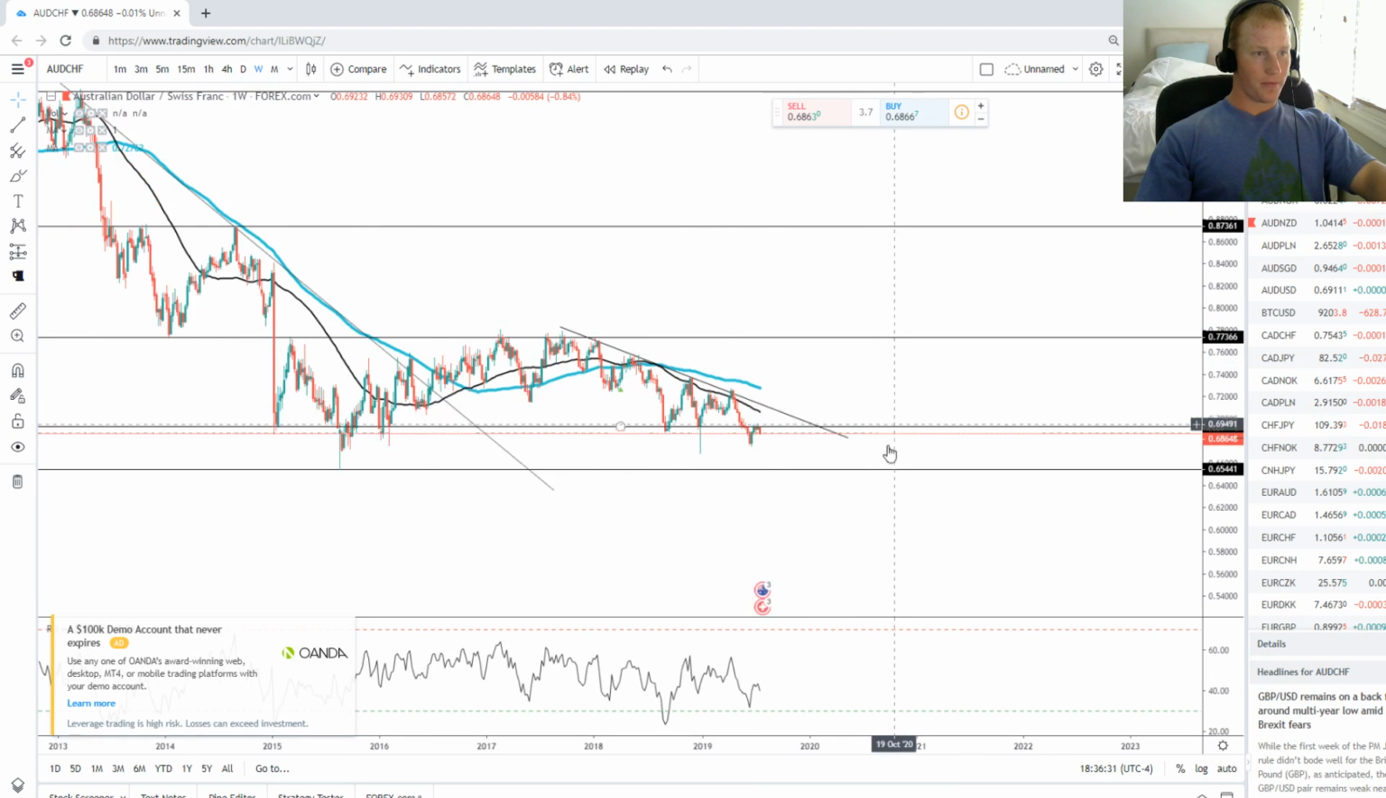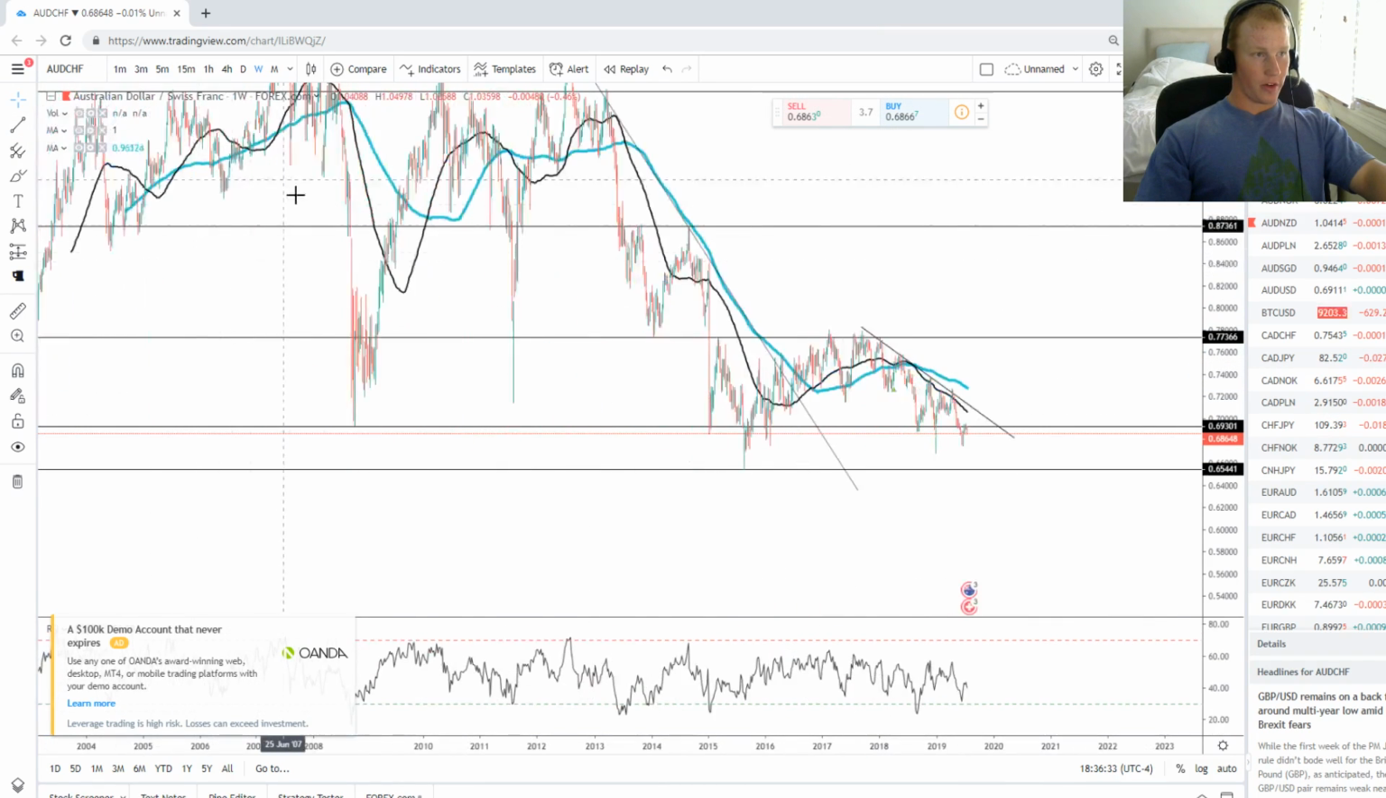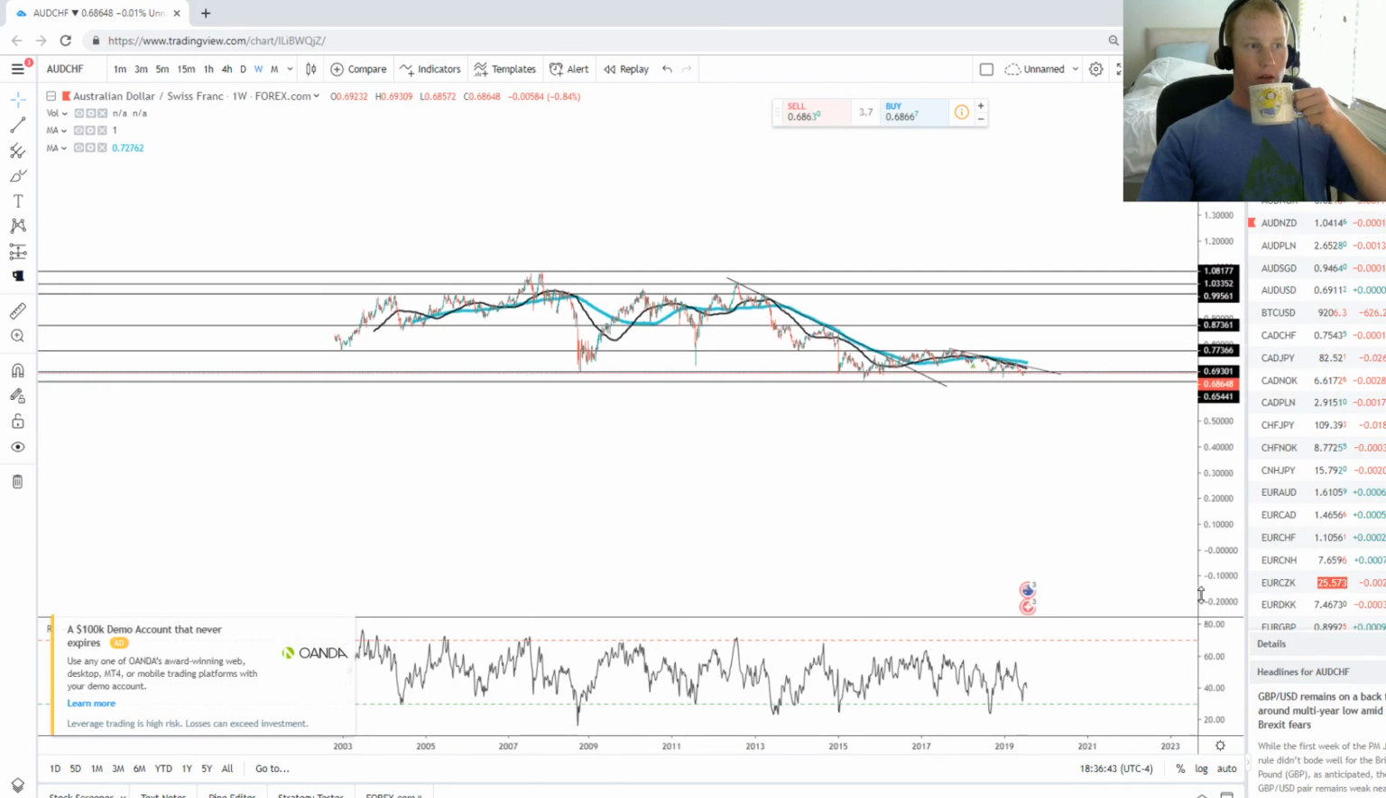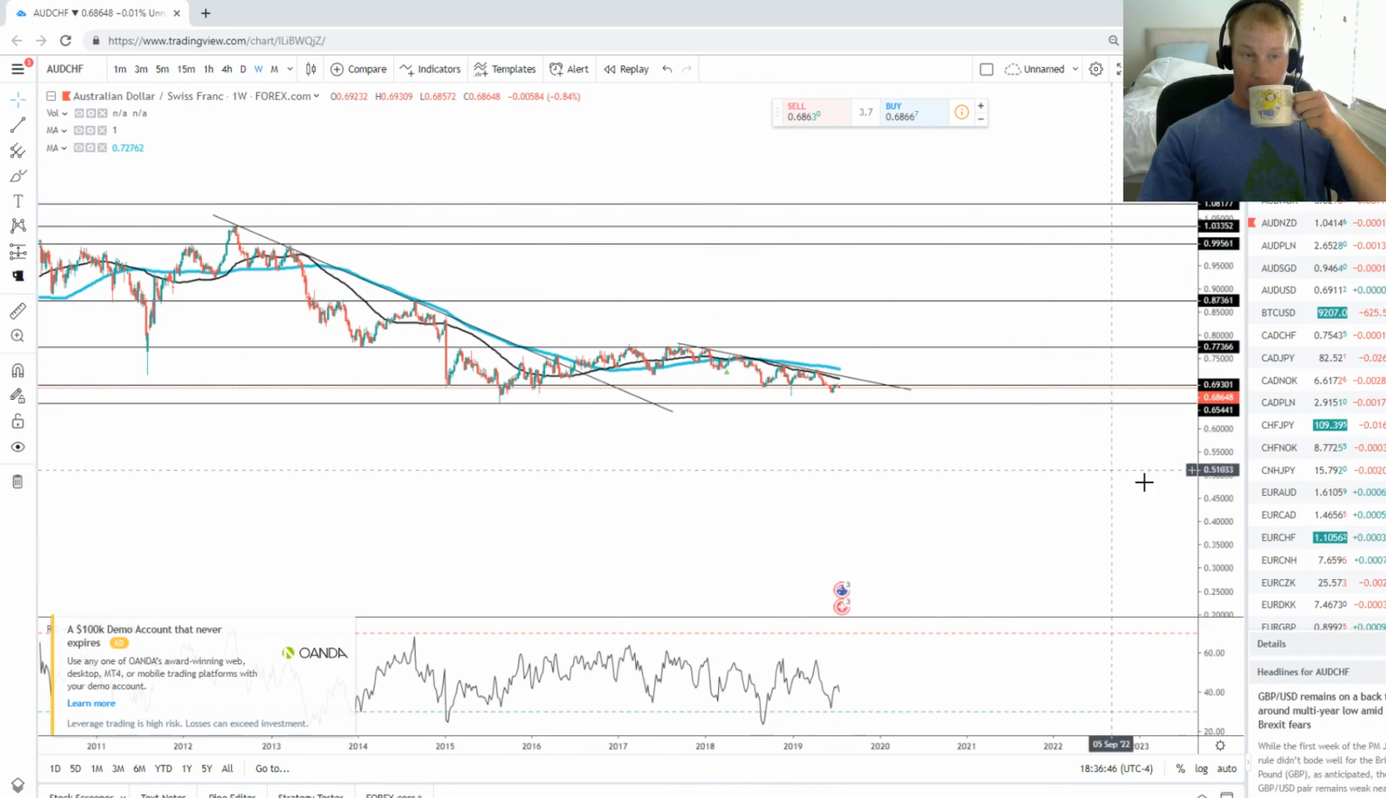Jesus, when you think about it, compared to the volatility we had back here, this is like nothing. This is 4 years of price data compared to all these. Wow, crazy.